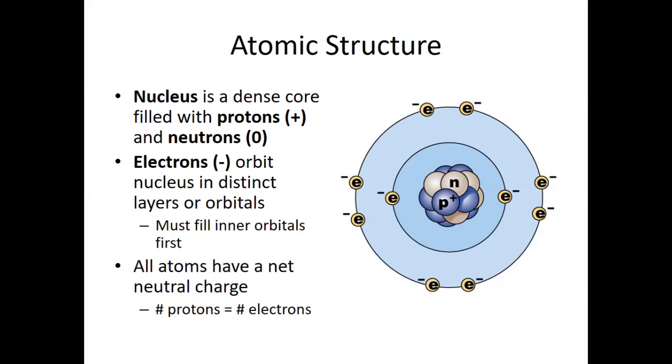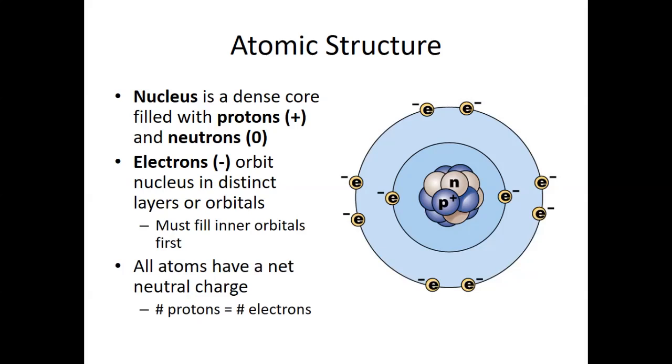So in this atom, if you count the electrons, there are a total of 10 electrons. They are arranged such that there are 2 electrons in the inner shell and 8 electrons in the outer shell. And those numbers actually represent the maximum number of electrons that those shells can hold. So 2 for the inner and 8 for the outer.